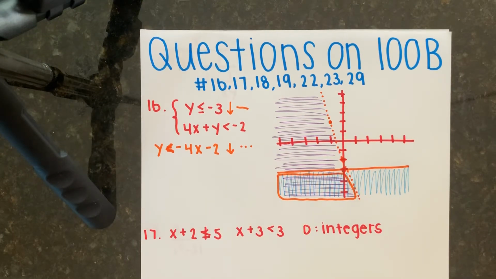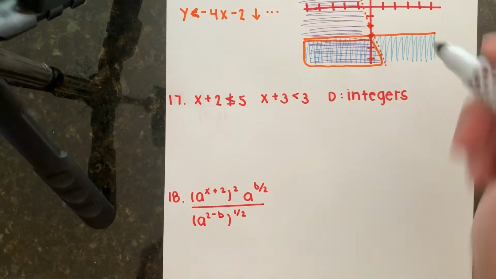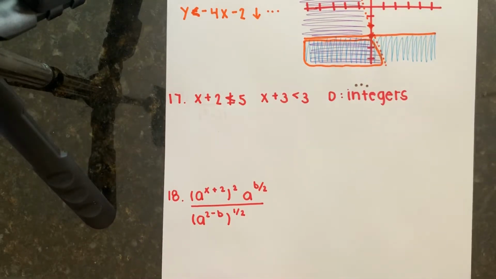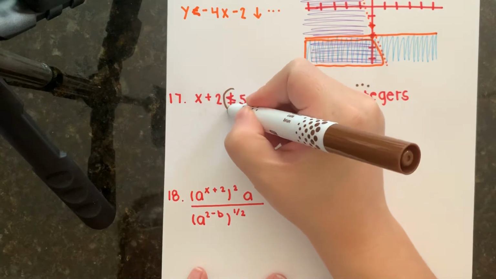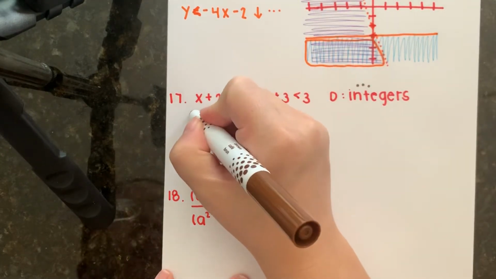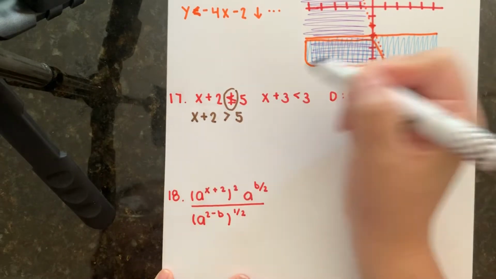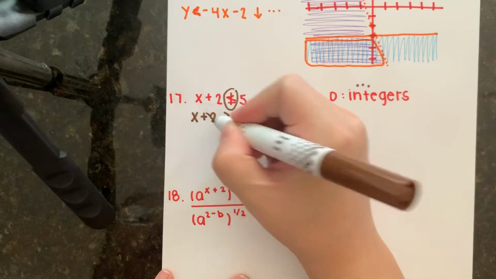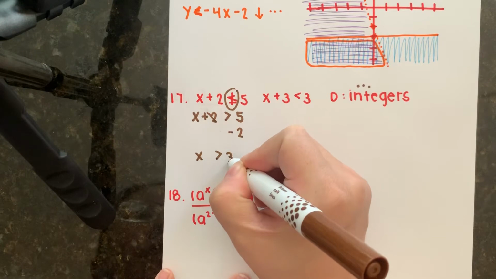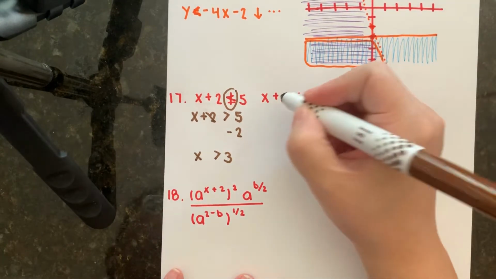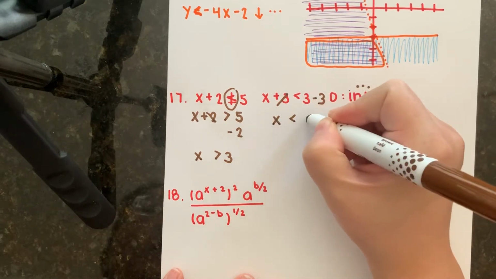Okay, now moving on to number 17. The first thing that we see is that this is going to be integers. So that means we're going to do points, not a dot or an arrow. Now, when we look at our inequality, we see that there's a slash through it. So I'm going to start by flipping that and taking away the equal sign. Then I'm going to move the 2 to the other side by subtracting it. So I have x is greater than 3. For my other inequality, I'm going to move the 3 to the other side by subtracting it. So then I have x is less than 0.